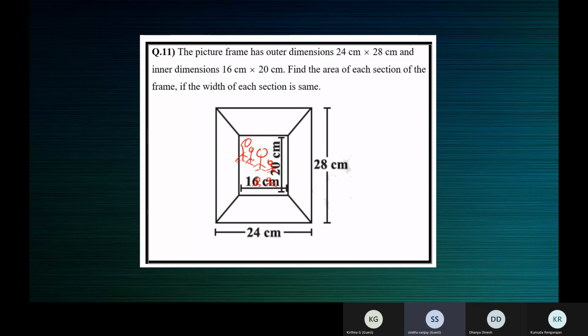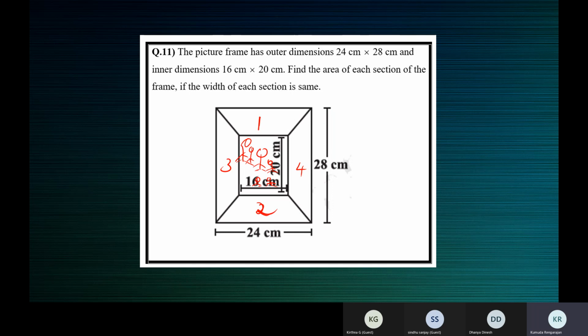Yes, ma'am. And these are the parts of the frame. So you need to find the area of each section of the frame. Section 1, section 2, section 3, section 4. Sections 1 and 2 will have the same area. Sections 3 and 4 will have the same area. So you find the area of section 1, the same will be the area of section 2. Find the area of section 3, the same will be the area of section 4.